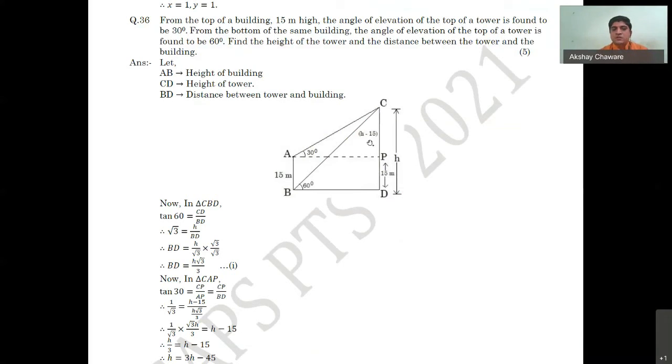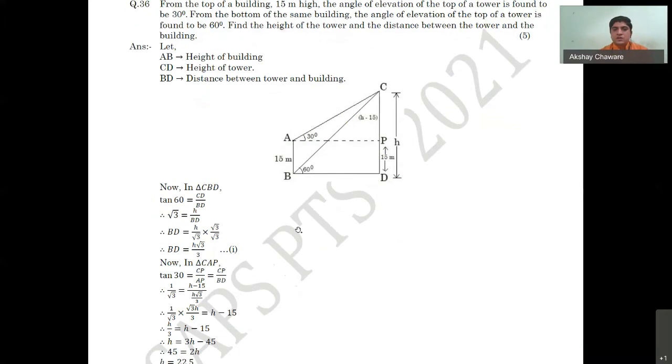Now here we will consider first triangle CDB. Here the angle is 60 degrees. So we will use the tan ratio here, opposite upon adjacent. So CD upon BD. Tan 60 is √3. You will get BD. This horizontal distance between two buildings is nothing but H√3 upon 3.